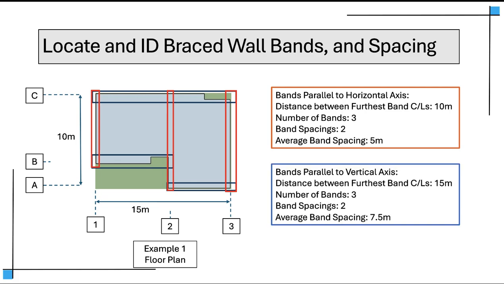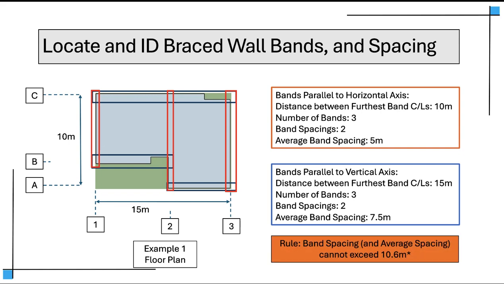Similarly, for the bands parallel to the vertical axes, so these are the ones labeled 1, 2, and 3, we've got 15 meters between the furthest end band center lines. The number of bands is 3, the band spacing is 2, and so the average band spacing is 7.5 meters.